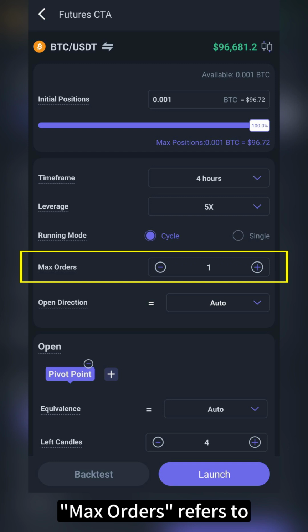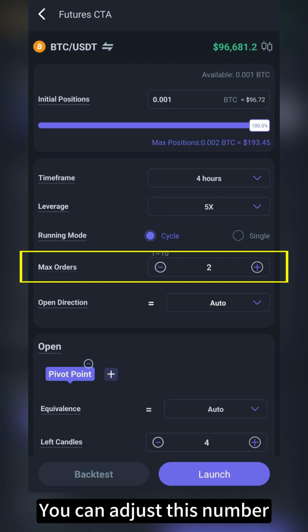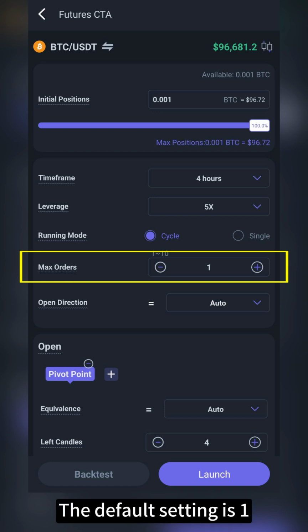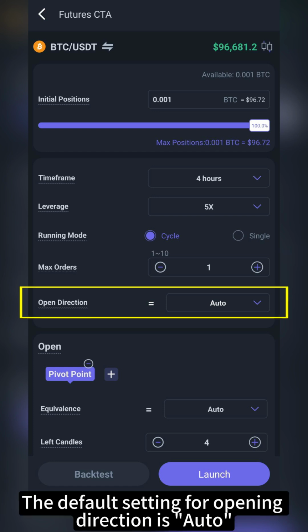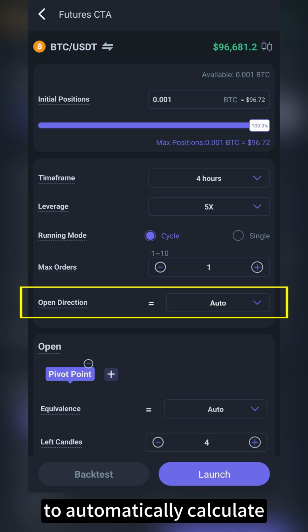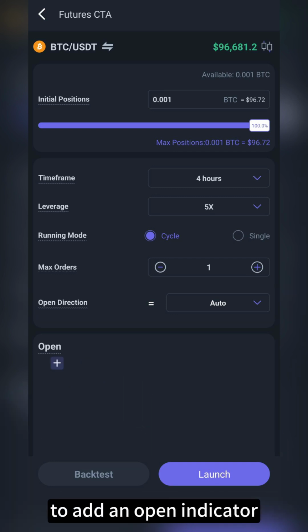Max orders refers to the maximum number of orders the bot is allowed to execute. You can adjust this number based on open factors and backtest data. The default setting is 1. The default setting for opening direction is auto, meaning the bot will use the open indicators to automatically calculate and decide whether to go long or short. Click the plus button to add an open indicator.